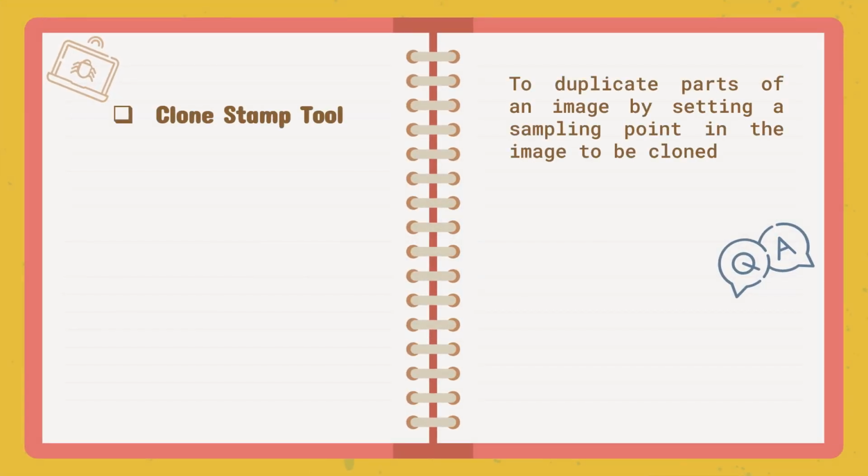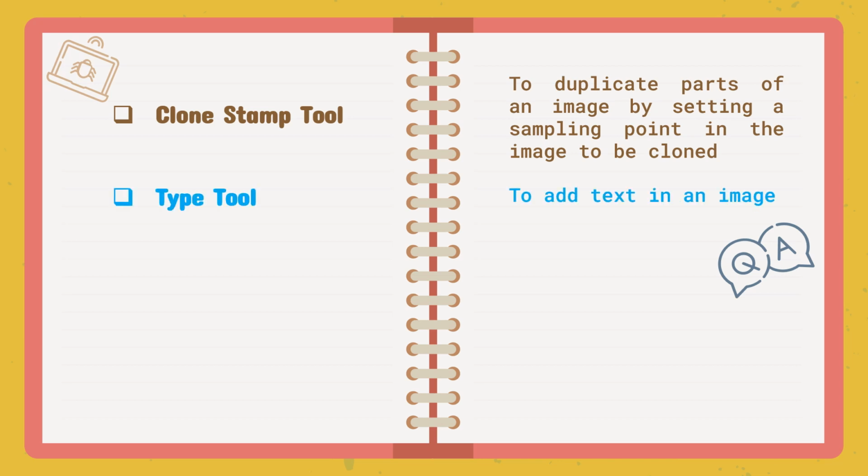Clone stamp tool. As the name suggests, it is used to create some duplicate parts of an image by setting some sampling point in the image to be cloned. That means you will click on a point. From that point onward, it will start cloning the image.